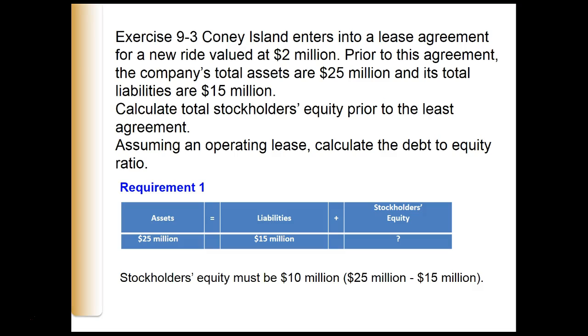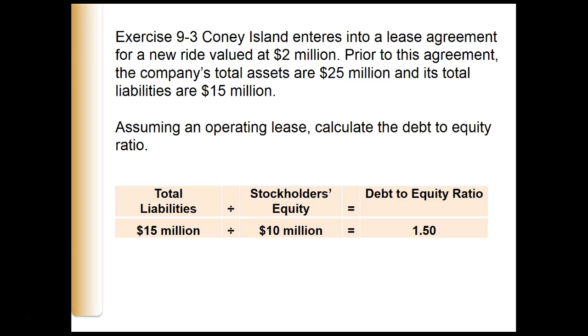So as you see here, our assets are $25 million. Our liabilities are $15 million, plus stockholders' equity. We know the stockholders' equity has to be $10 million because the accounting equation tells us assets equal liabilities plus stockholders' equity. Now, assuming an operating lease, let's calculate the debt to equity ratio. If we have liabilities of $15 million, stockholders' equity of $10 million, our debt, liabilities of $15 million divided by our stockholders' equity of $10 million gives us a debt to equity ratio of 1.5.